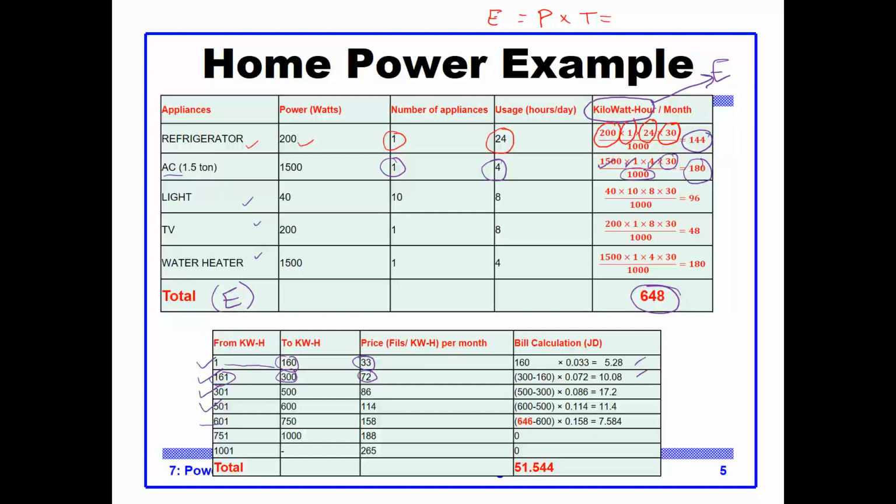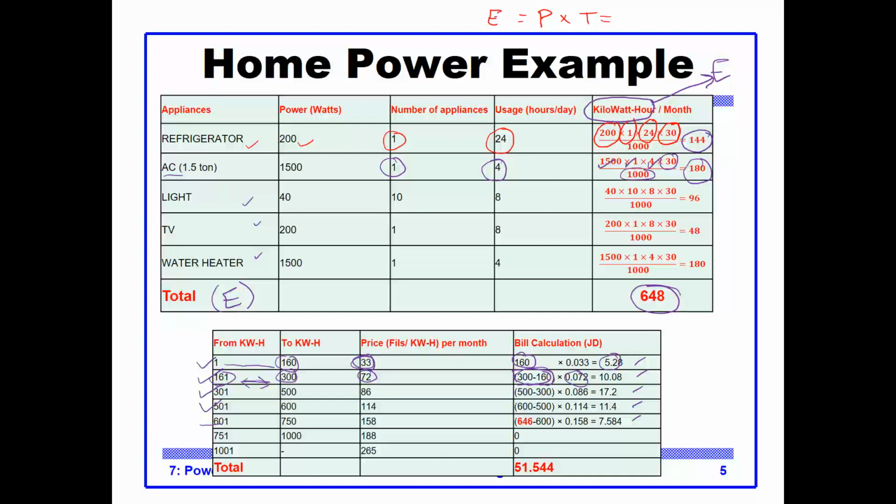And we compute our consumption. So for example, we are going to have the entire first bracket: 160 kilowatt hour times the price per kilowatt hour, and that comes to 5.28 JDs. And now we also cover the second bracket, which is 161 to 300, and we multiply this by the price. Notice that we don't double count the previous period, so we have to subtract 300. So this is like the range. You multiply the range by the price, and you get 1008 JDs.